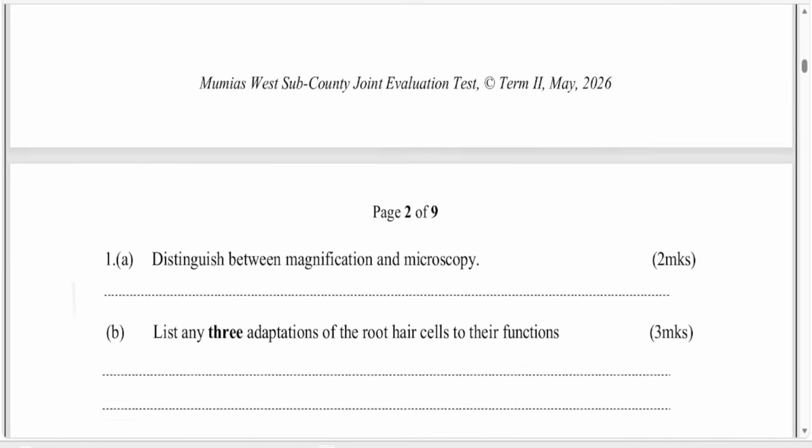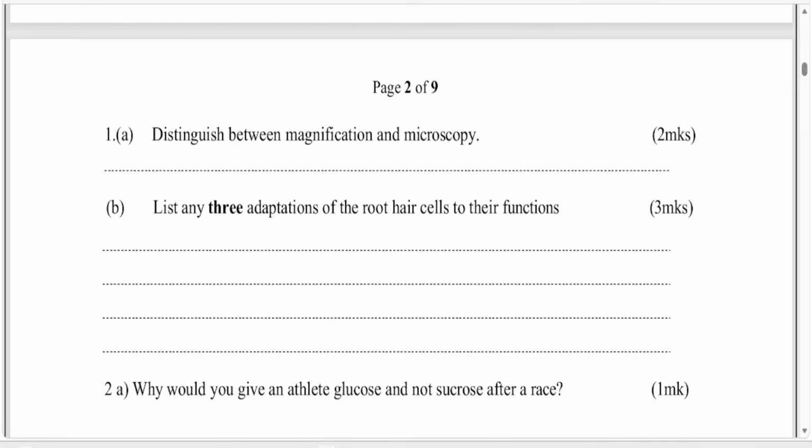Question number 1. Distinguish between magnification and microscopy. These are terms used under the topic the cell. We are going to distinguish the two terms. Magnification is the process of making an image of an object appear large as compared to the actual size. Microscopy is basically the science of using a microscope, the use of a microscope to view and study objects that we are not in a position to observe with our naked eyes.